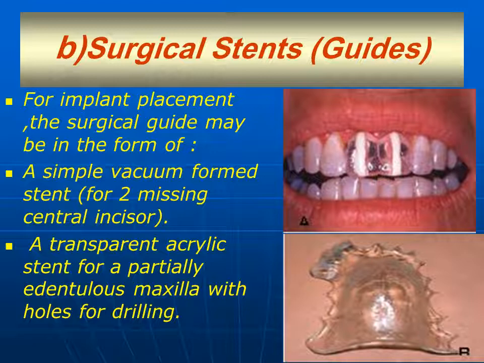over the cast after placement of artificial two central incisors, as you see in the photo, and it can determine the exact position for placement of implants in the place of the central incisors. Another type, we can use a transparent acrylic stent, which is constructed for partially edentulous maxilla, and it contains holes for drilling in the exact position of implant placement.